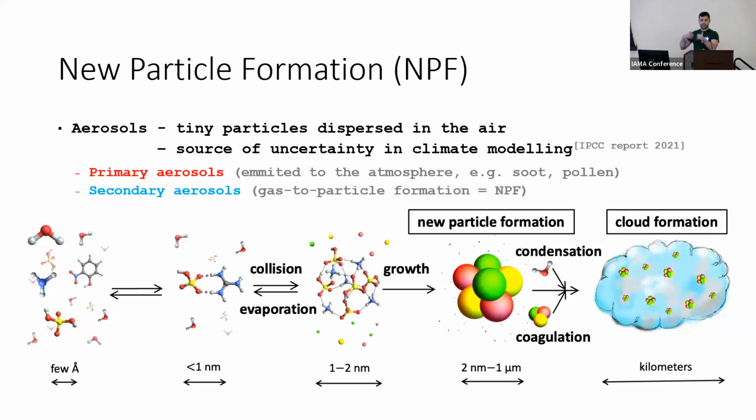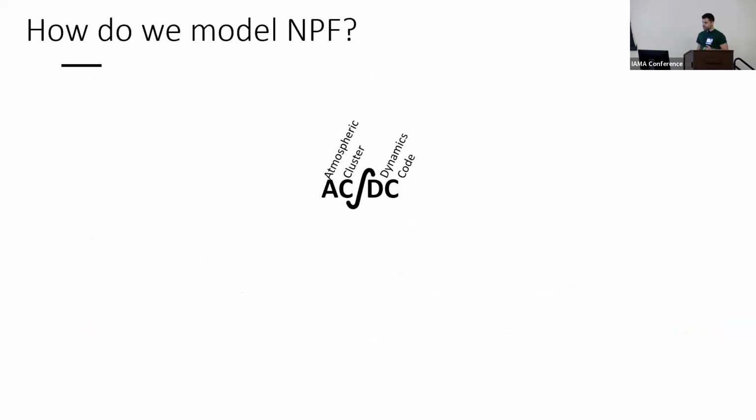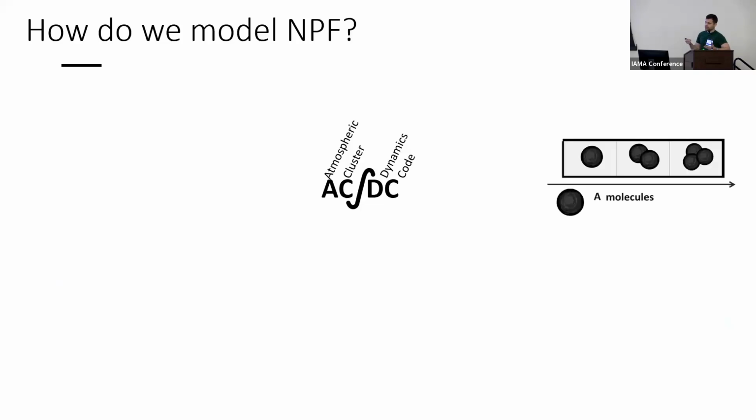If that cluster is stable enough and does not evaporate apart, it can grow further into a particle such as aerosol or cloud condensation nuclei. So we studied the beginning of this process of the molecular cluster formation. For that, we used the so-called atmospheric cluster dynamics code. First, we pick the system we are interested in.